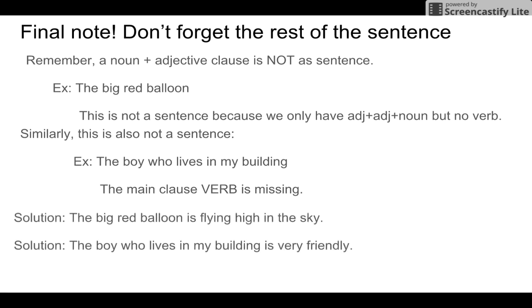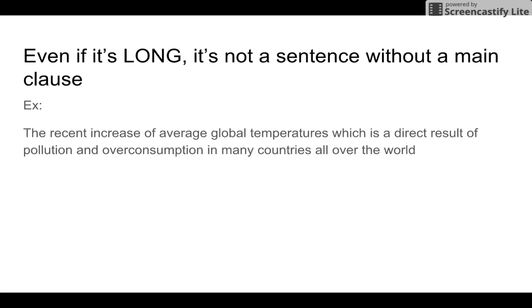The solution are, the big red balloon is flying high in the sky, so you need that verb after it, or the boy who lives in my building. What about this boy who lives in your building? Well, he is very friendly, so you need a verb after it. Even if it's really long, it's still not a sentence unless you have your main clause.